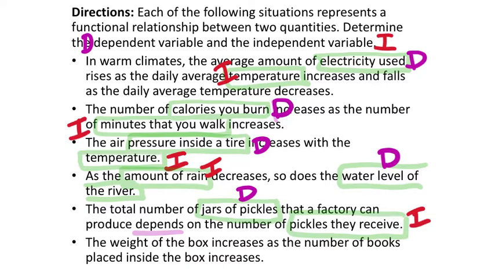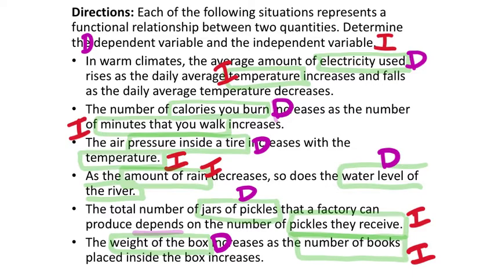And let's look at this last one here. The weight of the box increases as the number of books placed inside the box increases, okay? So the two things we got are the weight of the box, and then the number of books being put into the box, right? So this one, again, which one will change because of the other one? Even this type of wording reveals which one's dependent and independent. The weight of the box is changing because of the number of books, which means that the weight of the box here would be considered dependent, and the number of books would be considered independent, okay?